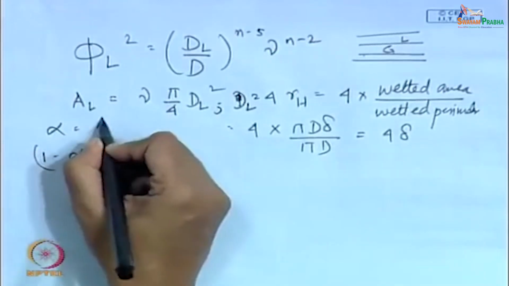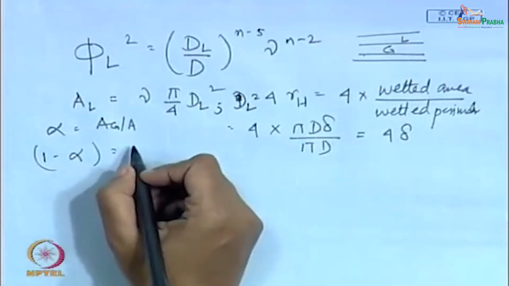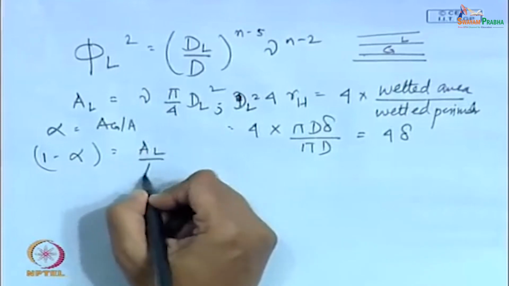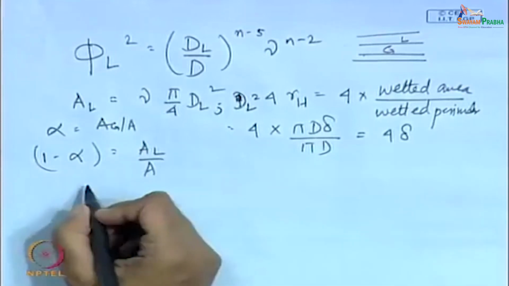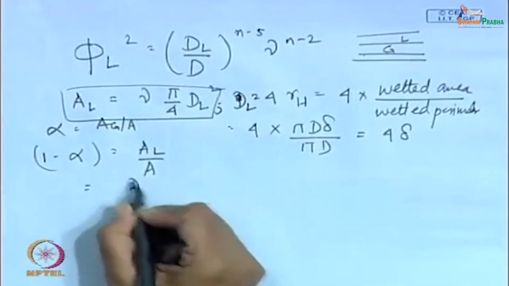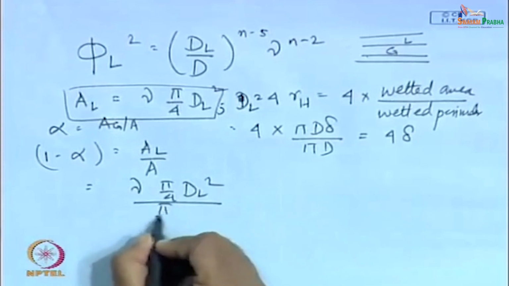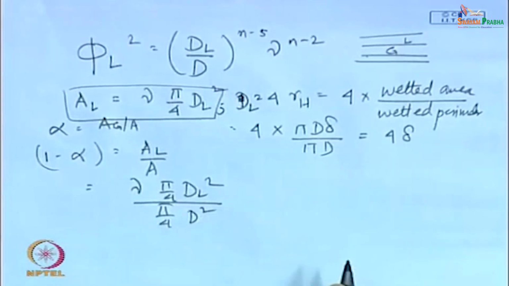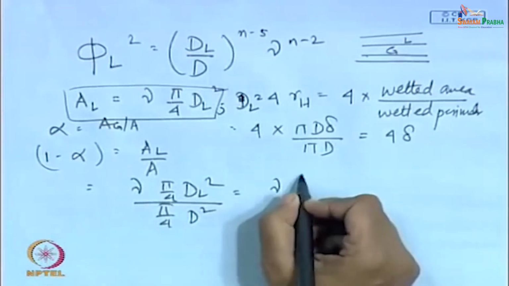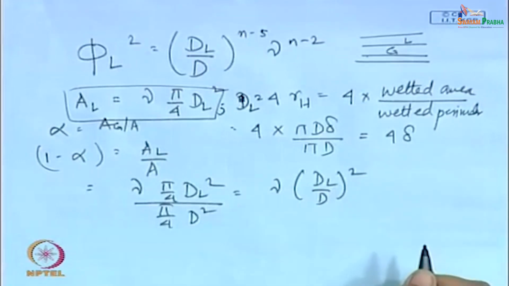Alpha equals A_G by A, agreed. 1 minus alpha should be A_L by A, agreed. What is A_L? I have already written it down. It is gamma times pi by 4 d_L square, divided by pi by 4 d square, fine. Or in other words, this is gamma (d_L by d) whole square, agreed.